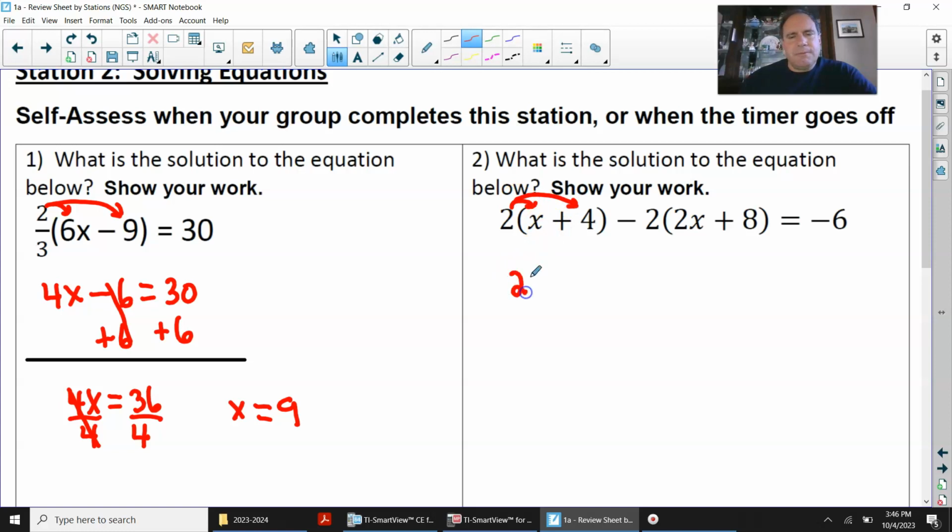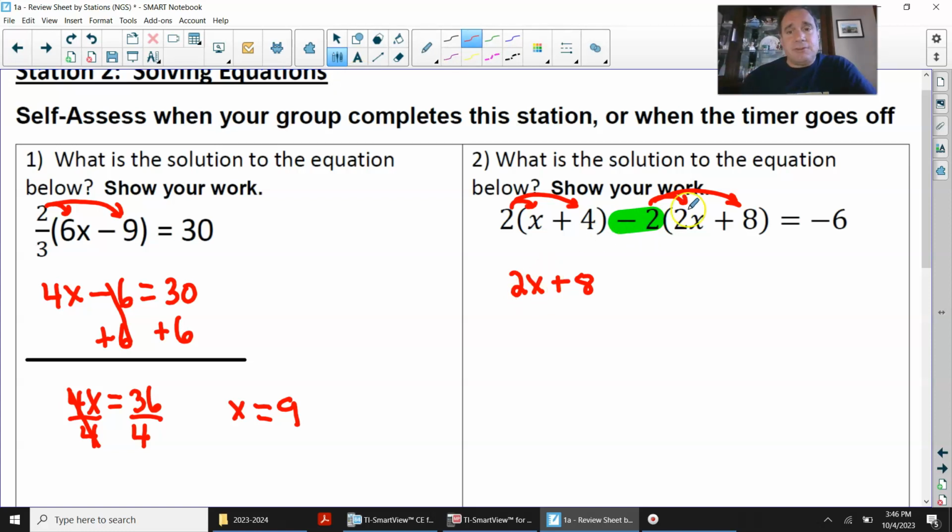Number 2, again, when you see parentheses, you do distributive property. 2x, 2 times x is 2x. 2 times 4 is 8. Just be careful when you're distributing here, because this is a negative 2, and you can see it right here. I'm just going to highlight it. That is a negative 2 that you're distributing, so it changes all the signs of everything inside the parentheses.